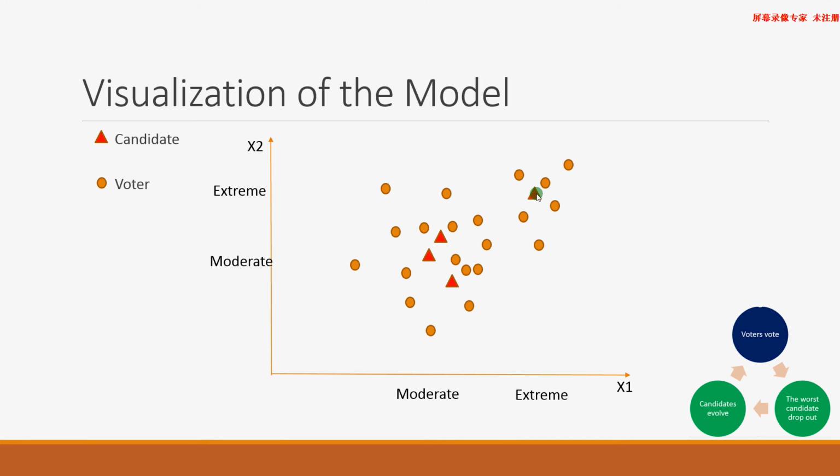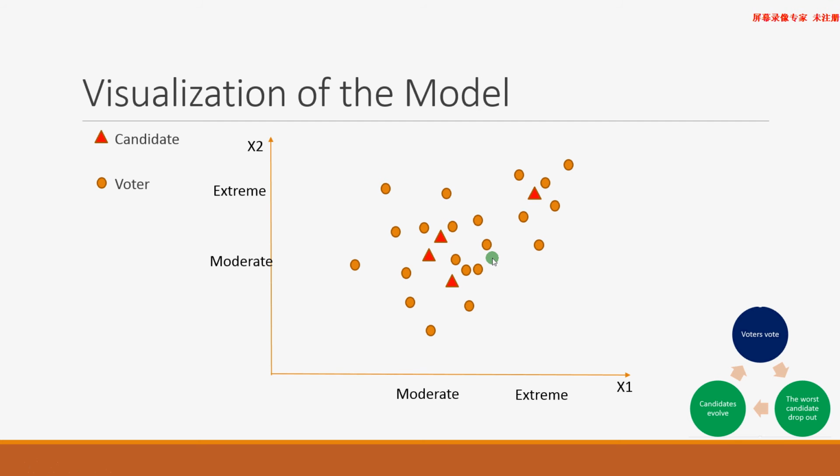So let's look at how the process works. First of all, voters vote. The voters will choose the closest candidate to themselves. For example, these voters will vote for this candidate. These voters will vote for this candidate. And these voters will vote for this candidate. Secondly, the candidate with the least votes will drop out. Let's assume it's this guy. He drops out and his supporters are left unbound.